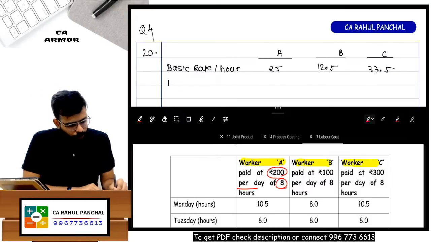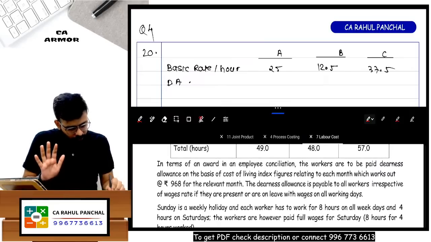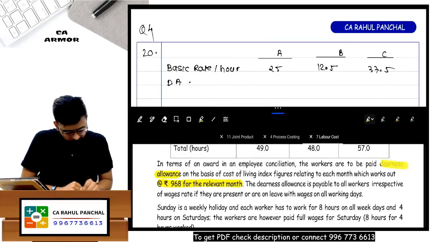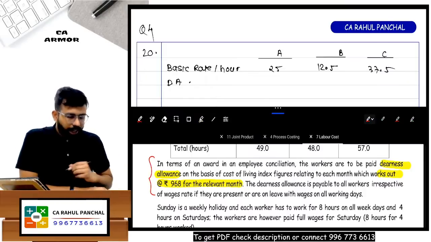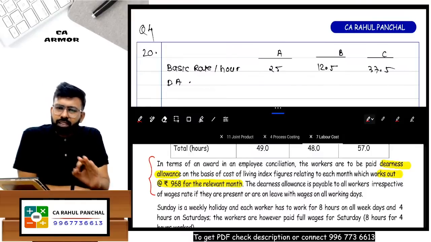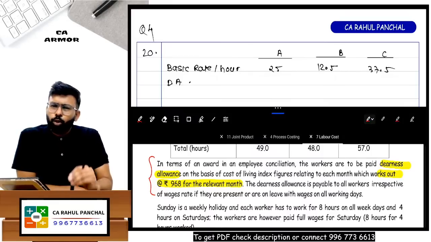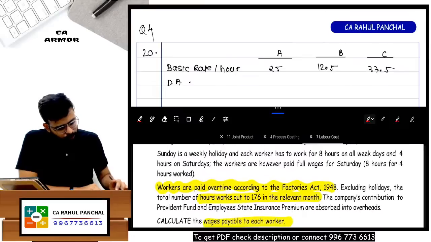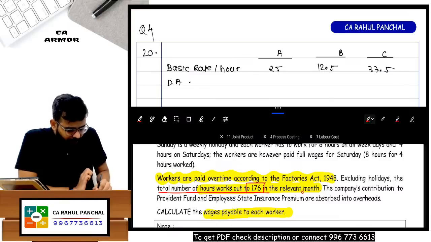Now, I would like to get dearness allowance also. I won't go much in detail. I will just directly tell you that the question is given directly that dearness allowance is this much. Dearness allowance works out to 968 rupees per month. That is there in this entire paragraph. The dearness allowance for every worker is fixed, irrespective of worker A, worker B, or worker C. We are going to give 968 rupees as dearness allowance in the relevant month. And in that relevant month, the worker is going to work for 176 hours. The total number of hours works out to 176 in the relevant month.